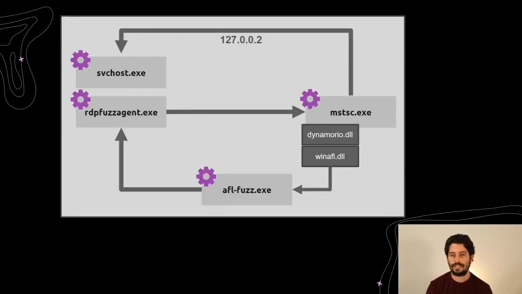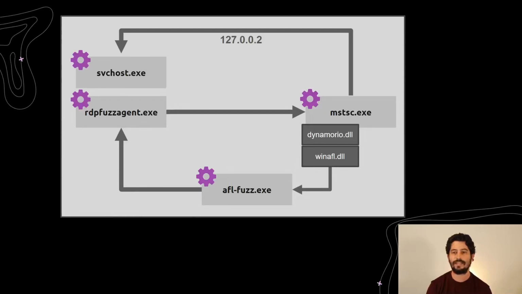Now, we did some optimization, especially for the client side, and we ended up with something like this. The first thing you should note is that now there is just one machine. On the right, we have the target, which is now mstsc.exe. We have our code coverage engine, which is using DynamoRio and WinAFL. And we have our fuzzer, which is AFL fuzz. Now, the main difference is that instead of connecting to a server side, we are just connecting to localhost, to the same machine, using RDP.